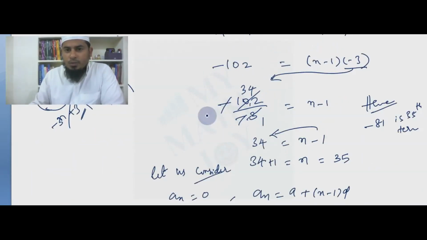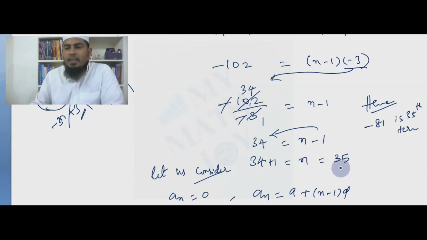Then negative 102 divided by minus 3 on the left side: negative 102 over minus 3 is equal to n minus 1. We need to cancel this. Minus 3 times 3 is exactly 9, 1 will be left, then 12: 3 times 4 is 12, so exactly 34 you will get. So 34 is equal to n minus 1. Minus 1 is transposed to get 34 plus 1, and you get 35.